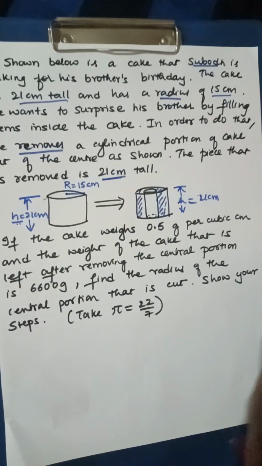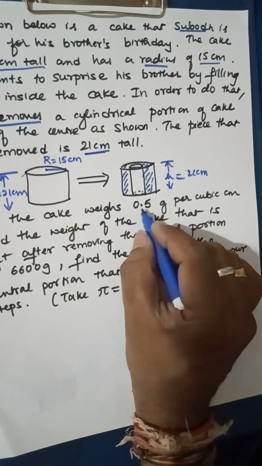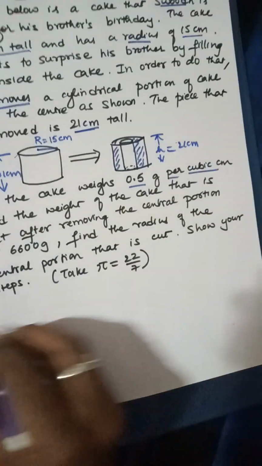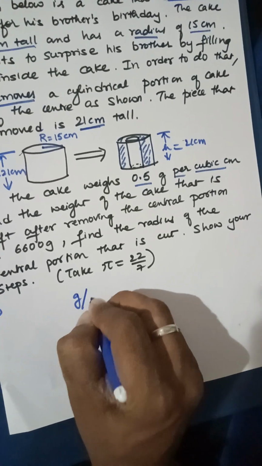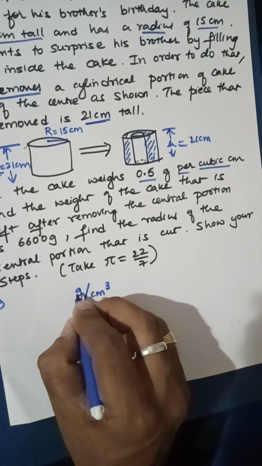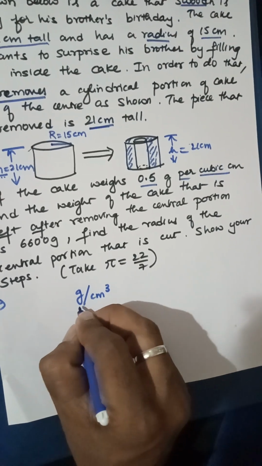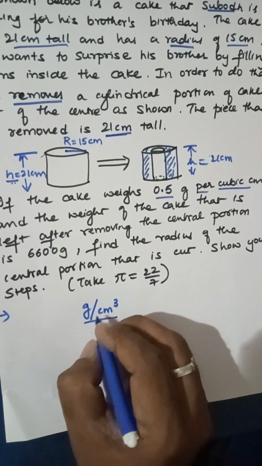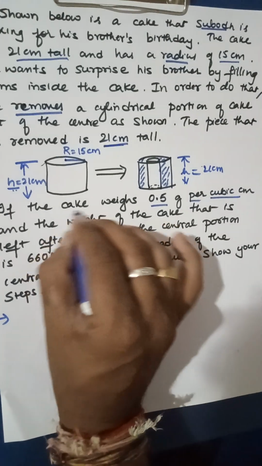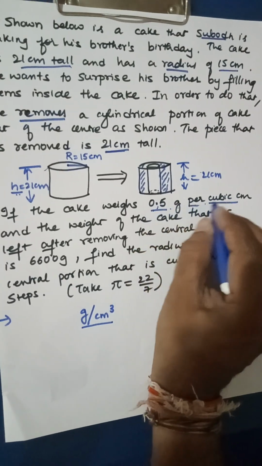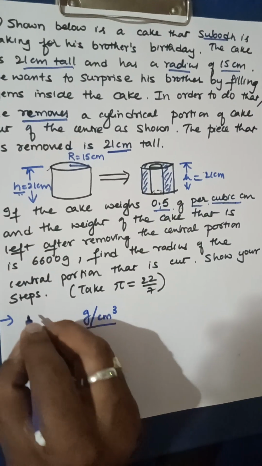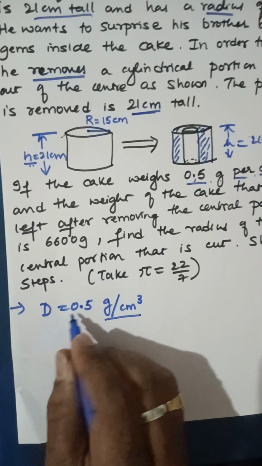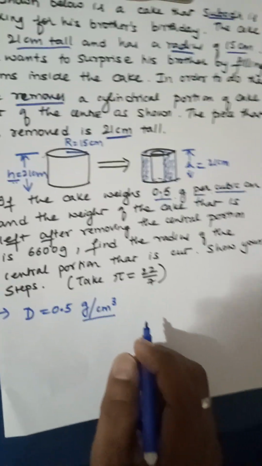If the cake weighs 0.5 grams per cubic centimeter, so grams per cubic centimeter can also be written as grams per centimeter cube. If you recall, this is a unit to calculate density of some object. Here the object is the cake. So what is this 0.5 gram per centimeter cube? Based on the unit, we can say that they have given us the density value. Density of the cake is given. So density D is equal to 0.5 grams per centimeter cube.